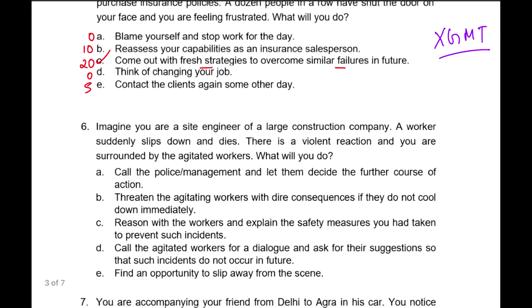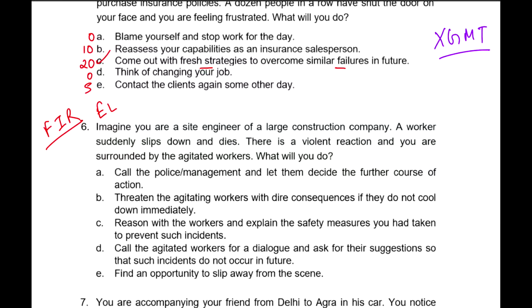Now the sixth question for you guys. Imagine you are a site engineer of a large construction company. A worker suddenly slips down and dies. Oh my God. There's a violent reaction and you are surrounded by agitated workers. What will you do? Now, this is a real-time question of fundamental industrial relations, IR, and employment laws also, but यहाँ पे कोई law नहीं है. So you can say that it's industrial relations जहाँ पर workers, trade unions के साथ management की relationship के बारे में हम पढ़ाई करते हैं.